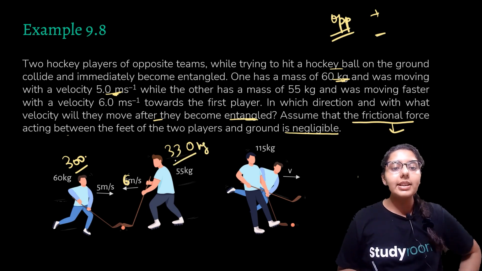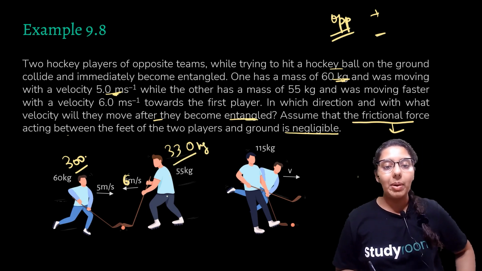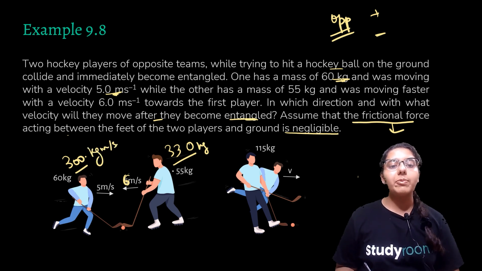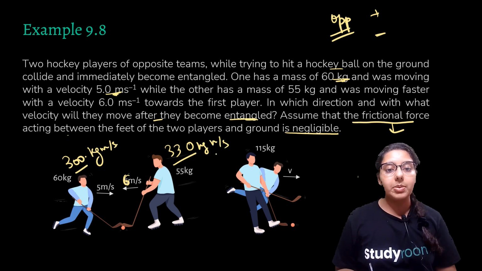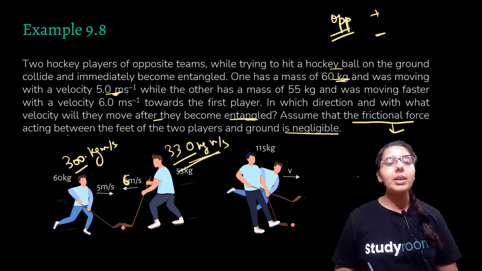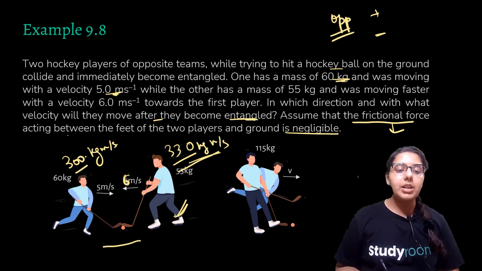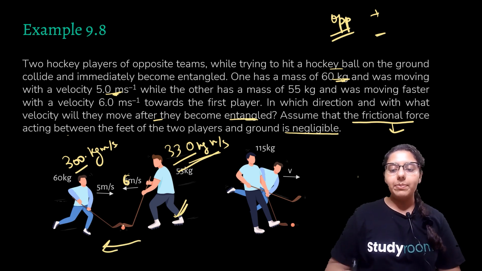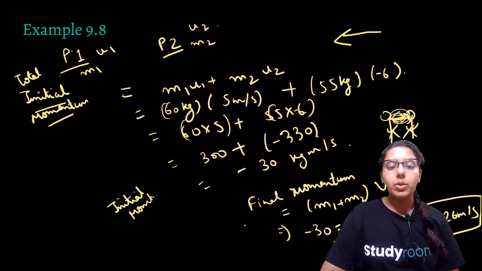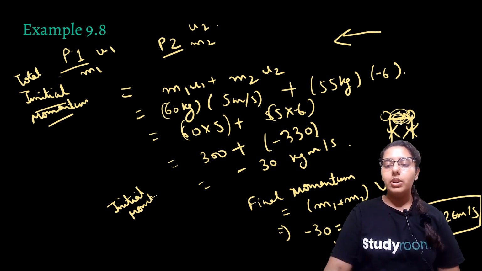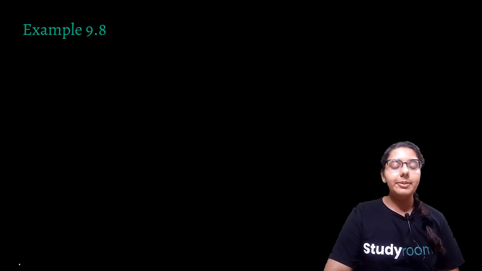So we can see that this player has a dominant momentum. The momentum of player 1 is 300 kg meter per second, and the momentum of player 2 is 330 kg meter per second. So he has a dominant momentum. What does that mean? That your final momentum will be in favor of player 2's direction. As we just calculated, it comes out in the direction from right to left. So it comes out to be negative, and the negative sign indicates that velocity is in the direction from right to left. I hope it's clear.